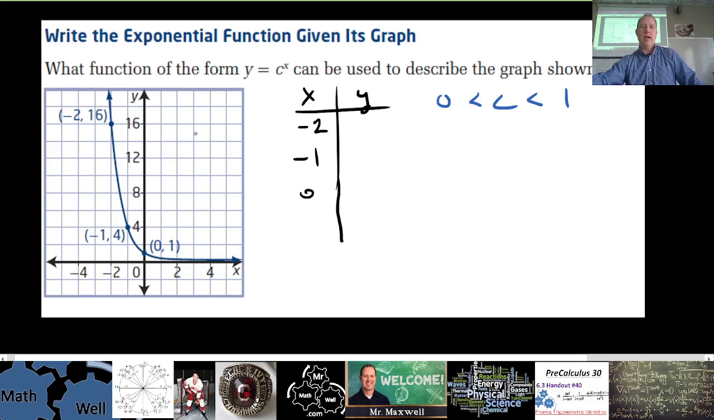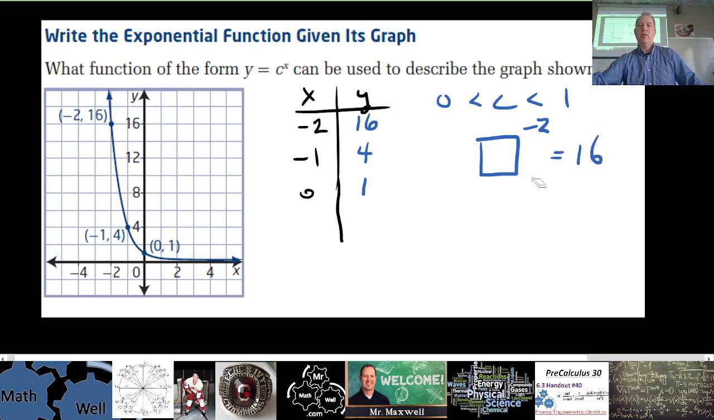I have points for x equals -2, and this would be positive 16. I also have -1 is positive 4. Oh, that's really handy. And 0, 1, of course. Now, I'm not given any points beyond that, but this is enough. So we're basically looking for y equals some base, because I don't know what the base is, to the power of -2, let's say. And that's going to equal positive 16.